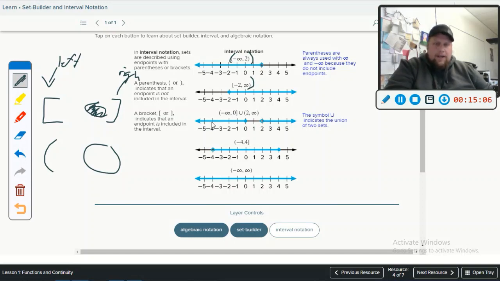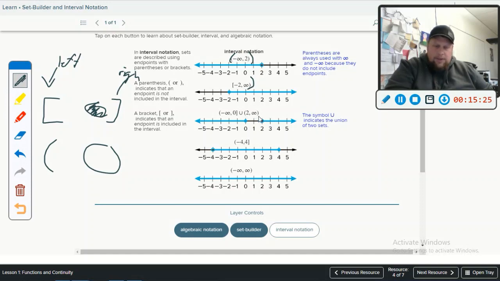Right here we're saying, hey, we're going from negative infinity all the way to 0, but at 0 we're going to include that 0 point. And then over here, we're going to have a parenthesis because we're not including the point 2, even though we're starting there on the graph, and we're going all the way to positive infinity, which has to be a parenthesis as well because we can't put an endpoint on it.